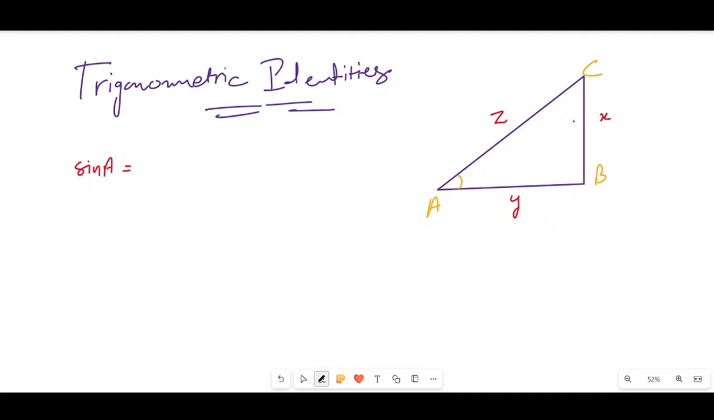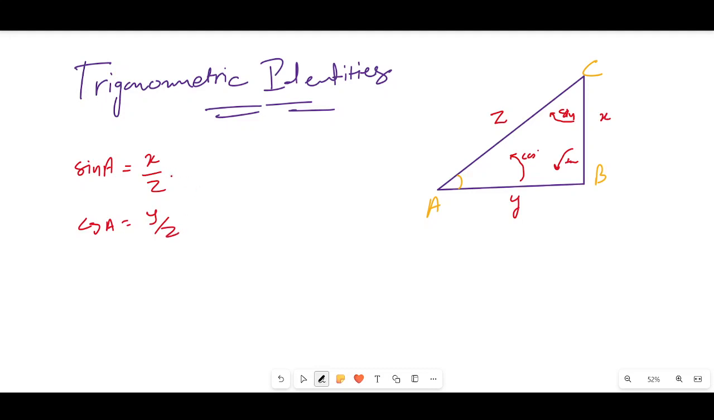Sine A, this. Cos A, this. And tan A, this. Here sine, here cos, here tan. That is the rule to learn. Now, what will be the value of sine A? X by z. Clear? What is the value of cos A? Y by z.